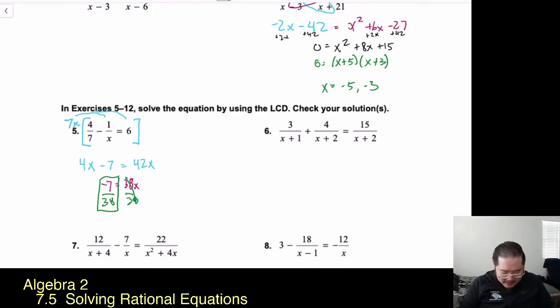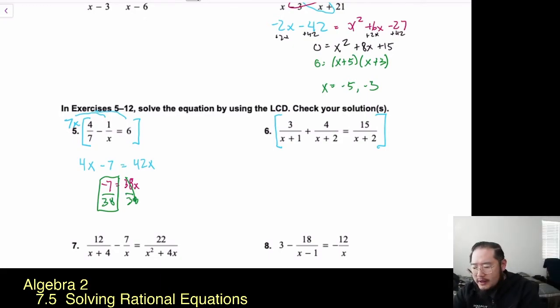Let's take a look at another one right here at number 6. All right, so we have several denominators here, and we got to figure out, what's the LCD? I see two different binomials. We've got x plus 1 and x plus 2. Okay, those are the main ones. So we're going to multiply everything by x plus 1 and x plus 2.